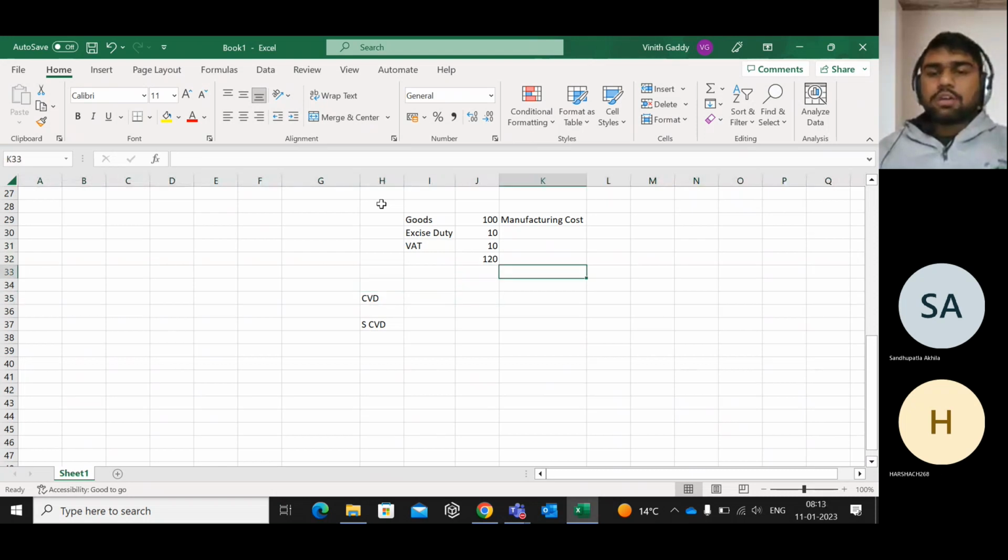Now what the government thinks is, if you import the same good from another country, if their manufacturing cost is 100 rupees, you could get the same product for 100 rupees from the other country if their selling price is like that.